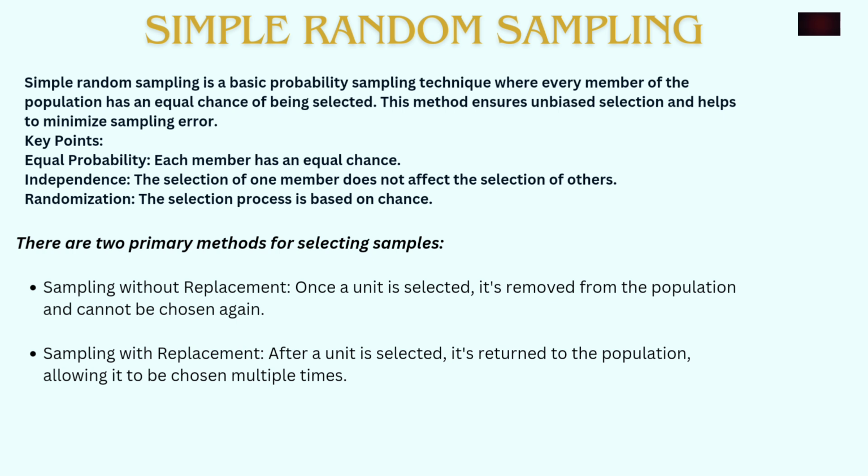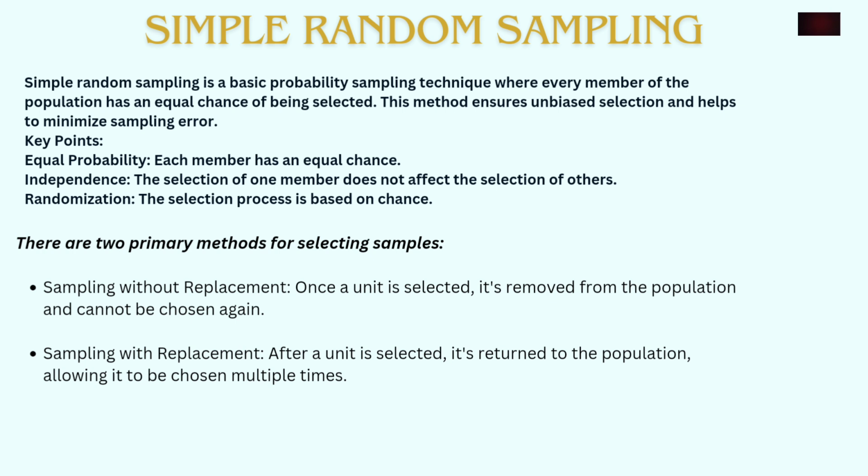What is simple random sampling? Simple random sampling is a basic probability sampling technique where every member of the population has an equal chance of being selected. This method ensures unbiased selection and helps to minimize sampling error. Key points: equal probability, independence. There are two primary methods for selecting a sample. Number one is sampling without replacement. That is, once a unit is selected, it is removed from the population and cannot be chosen again.